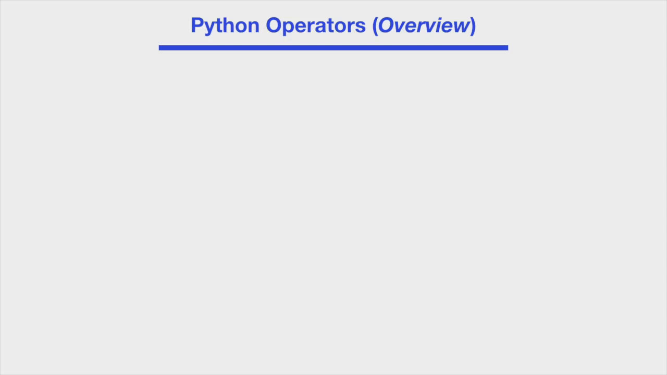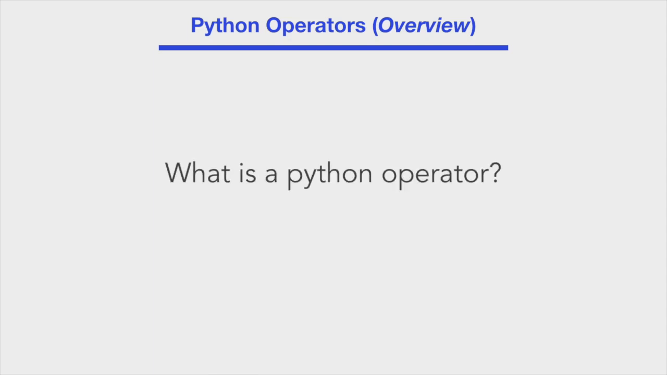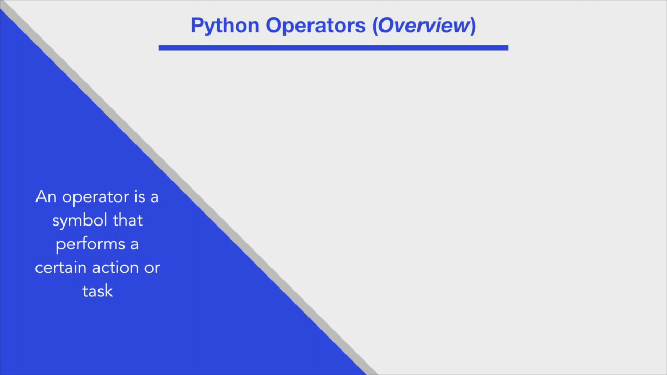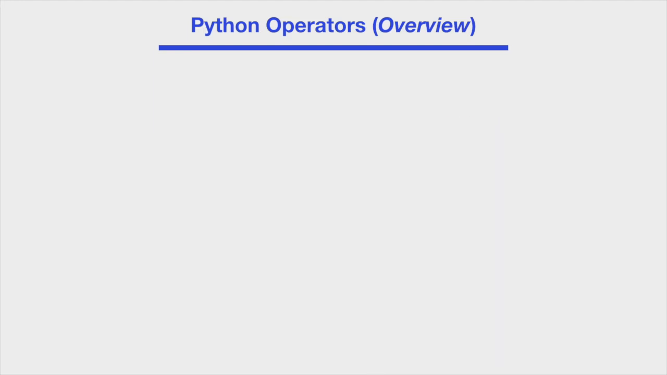So let's start off with the question, what is a Python operator? Well, an operator is a symbol that performs a certain action or task. For example, say I have two numbers, 6 and 3, and there is a plus symbol between the two numbers. Well, the plus symbol is an example of a Python operator. This operator will perform the action or task of adding the two numbers together to get the number 9.